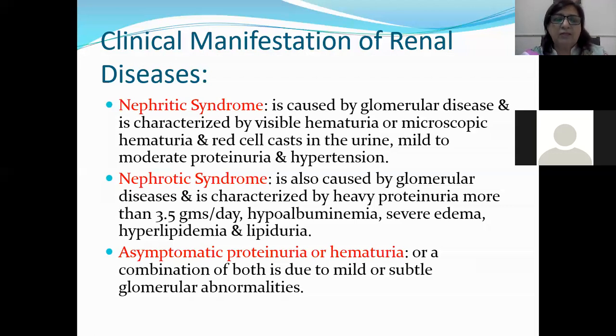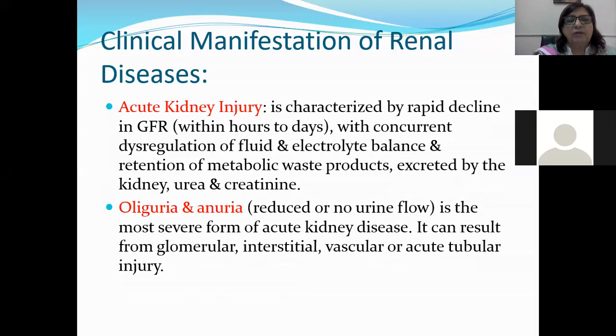Okay. Next is asymptomatic proteinuria and hematuria. It means that there are no symptoms to the patient, but microscopic hematuria or proteinuria can be seen because of different glomerular abnormalities. Acute kidney injury. Acute kidney injury is characterized by rapid decline in glomerular filtration rate within hours to days with concurrent dysregulation of fluid and electrolyte balance and retention of metabolic waste products excreted by the kidney in urine, and increase in the blood urea and creatinine.